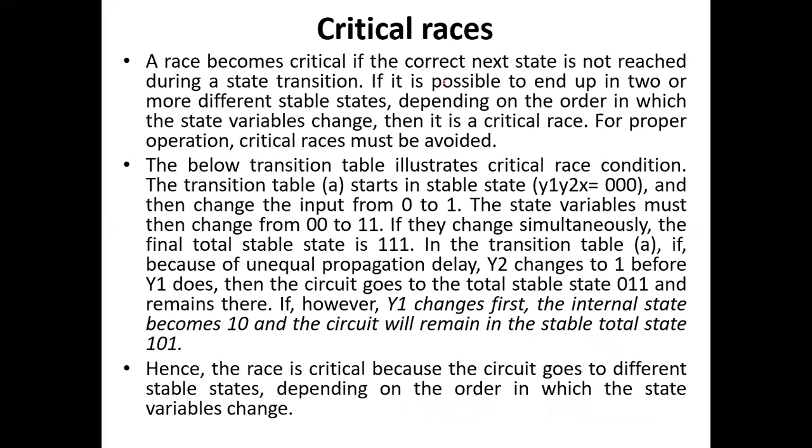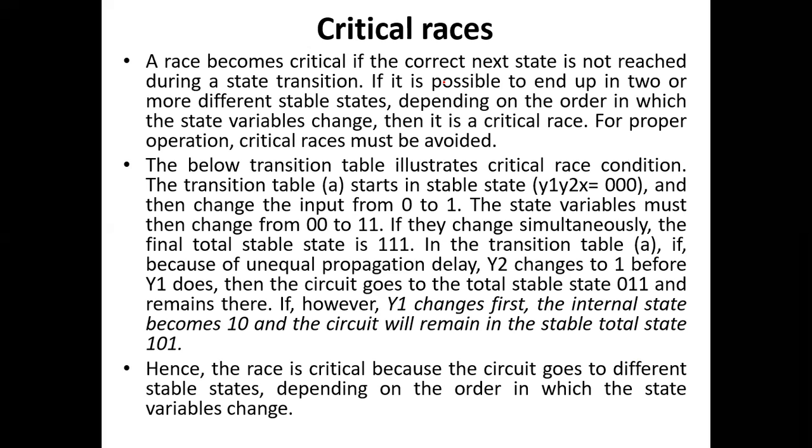Now critical races. A race becomes critical if the correct next state is not reached during a state transition, that is, if it is possible to end up in two or more different stable states depending on the order in which the state variables change. Then it is a critical race. For proper operation, critical races must be avoided. This is the concept because it will change the output. The below transition table illustrates a critical race condition.